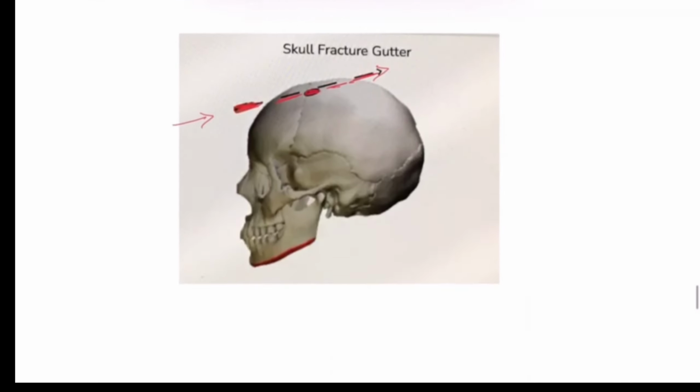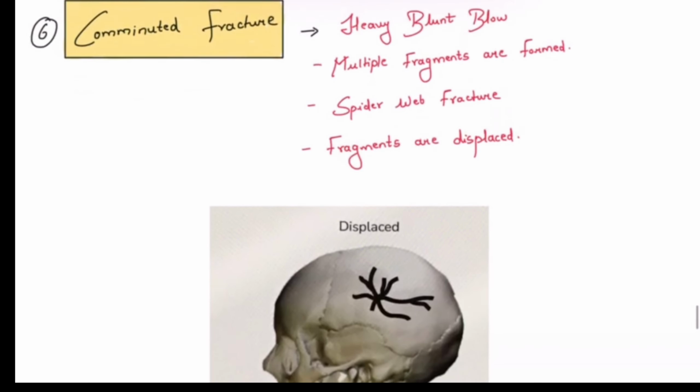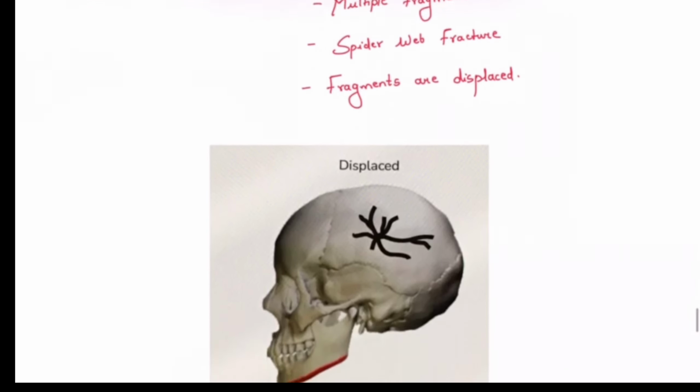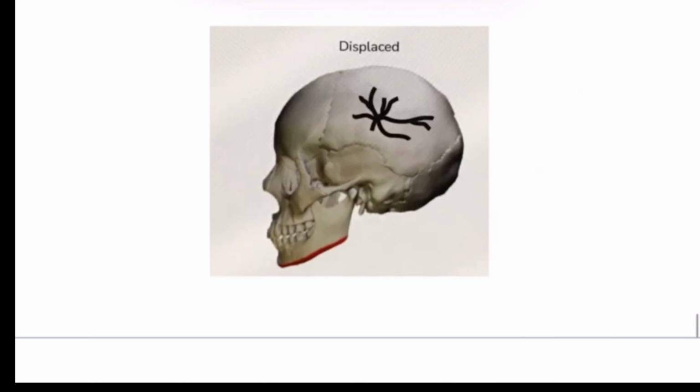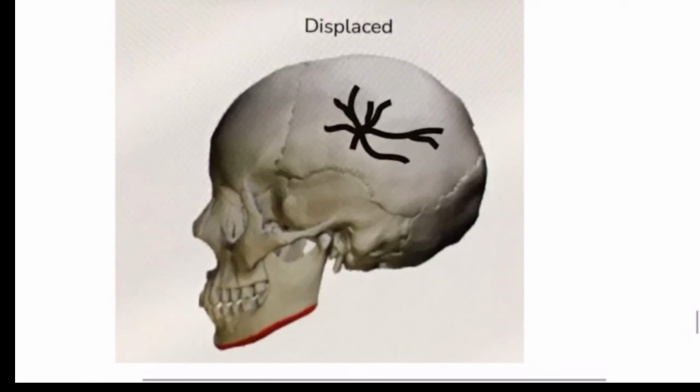Sixth is comminuted fracture. It is caused by a heavy blunt blow. There are multiple fragments seen in this fracture. We can also call it spider web fracture, and the fragments are displaced. See this image here. The pattern is like a spider web, and it is due to a very heavy blow.